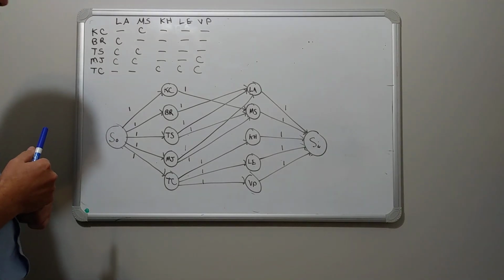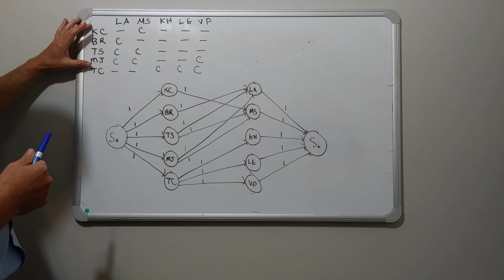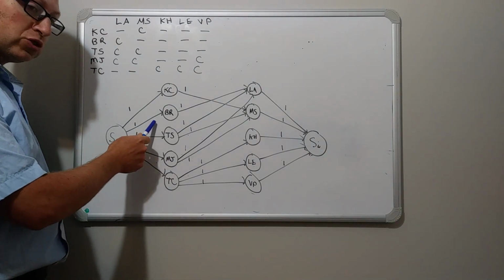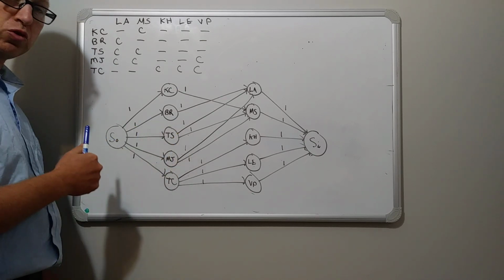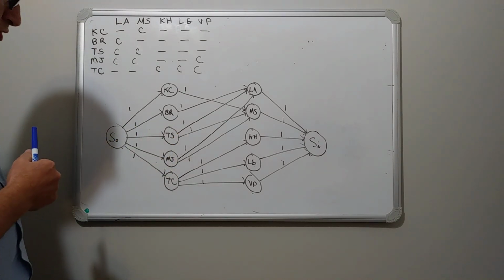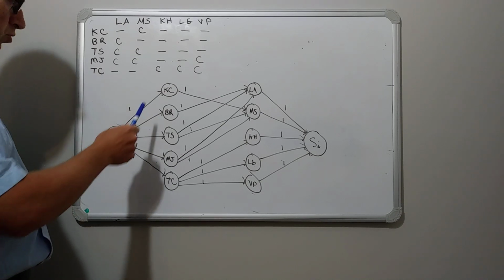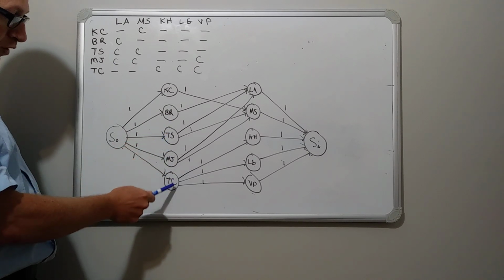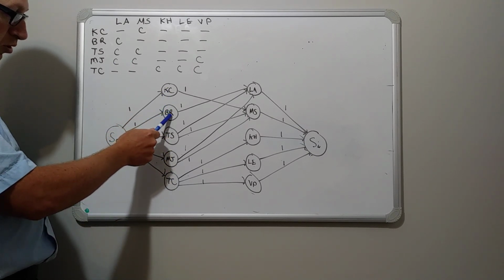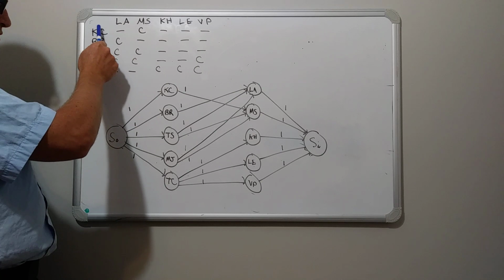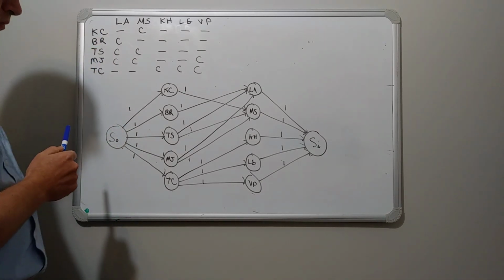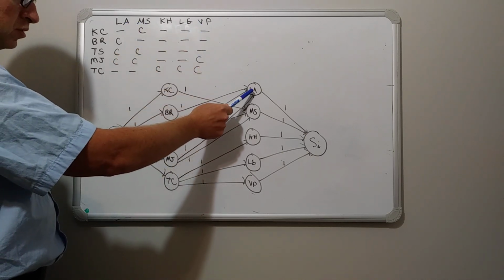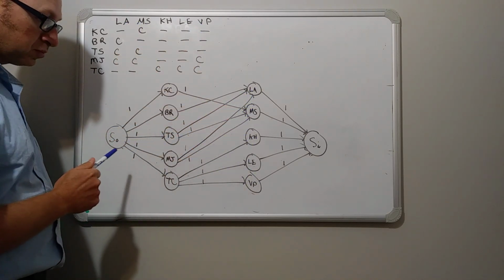Okay, so it's not easy to solve it in this form, but it can be transformed into a maximum flow network problem. So let's see how it works. So we have our row people right here, the 5 row people, KC, BR to TC. So that's this row here. And we have our column people, LA, MS to VP. These are the column people.